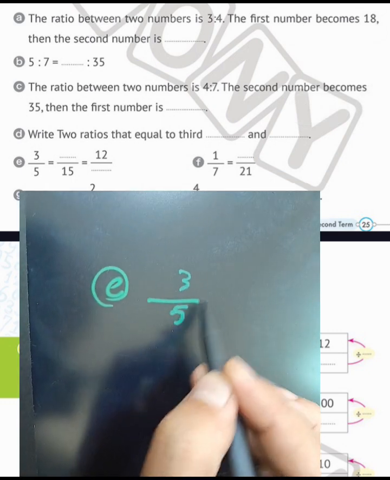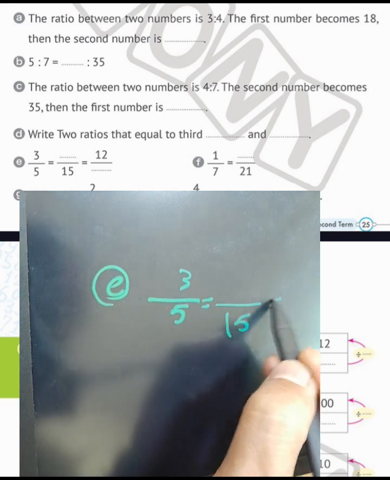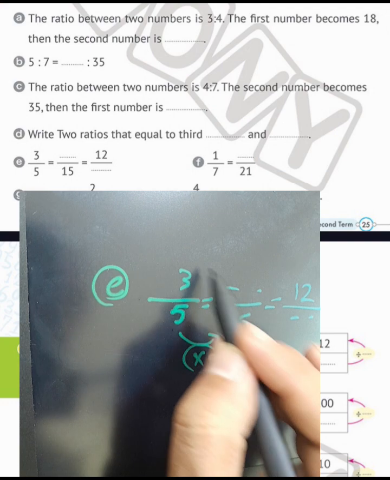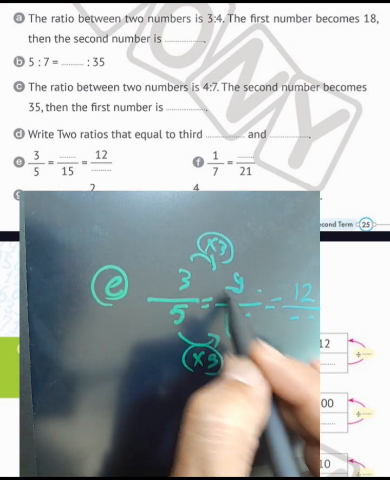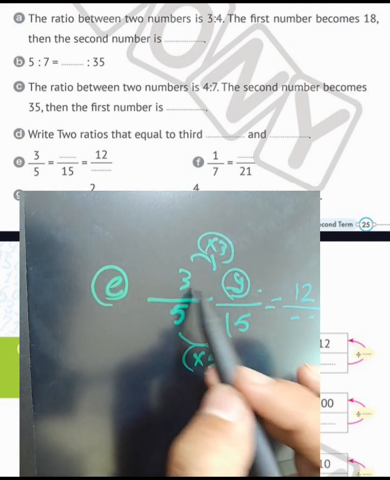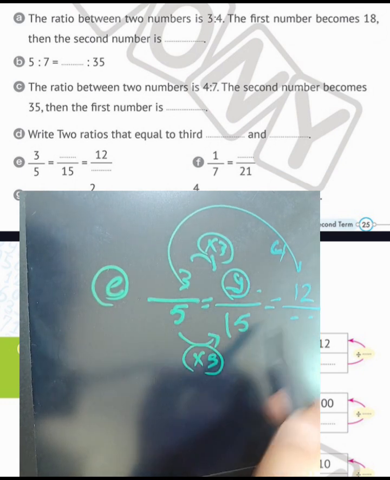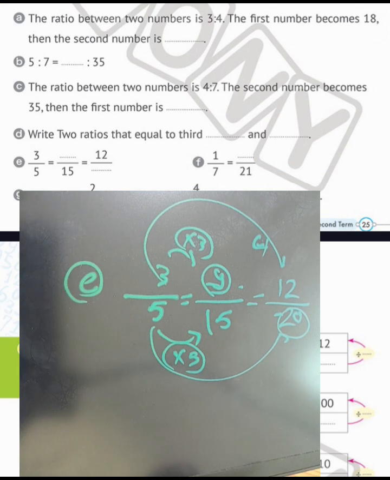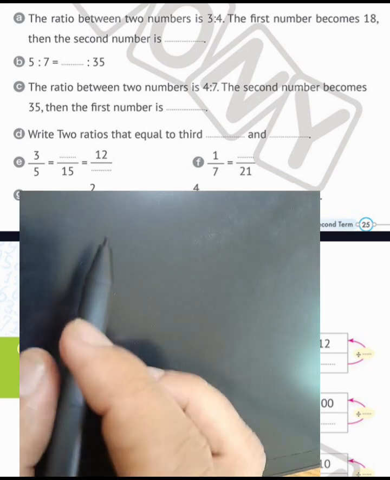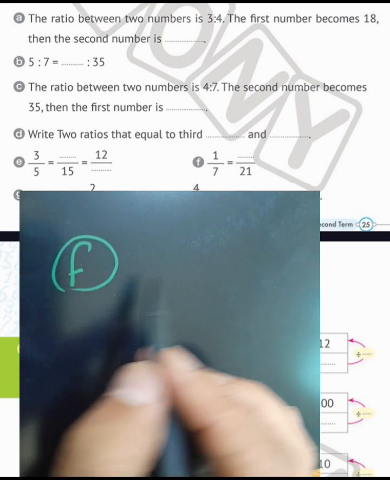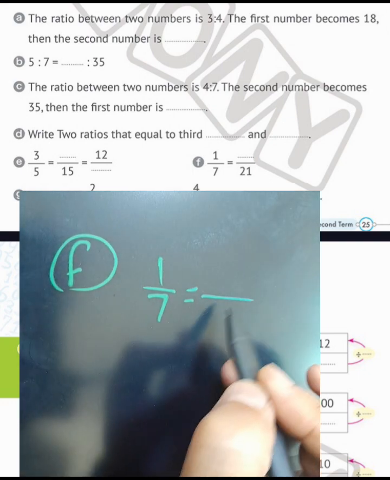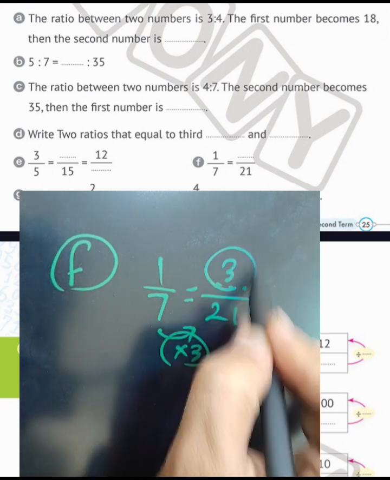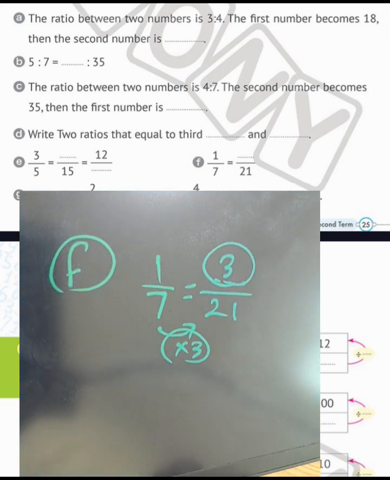Question letter E. 3 over 5 equals space over 15 equals 12 over space. 3 times 5 equals 15, and 3 times 3 equals 9. And then 3 times 4 equals 12, 4 times 5 equals 20. Then the result will be 12 over 20. It was letter E. Letter F. 1 over 7 equivalent to space over 21. We multiply by 3. 3 times 1 equals 3. Then the result will be 3 over 21.